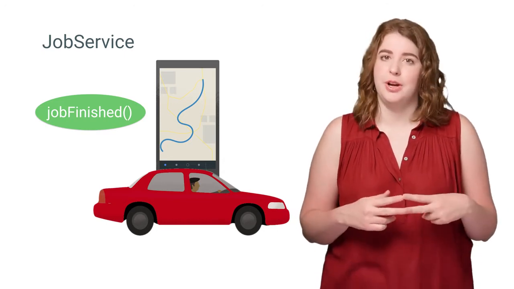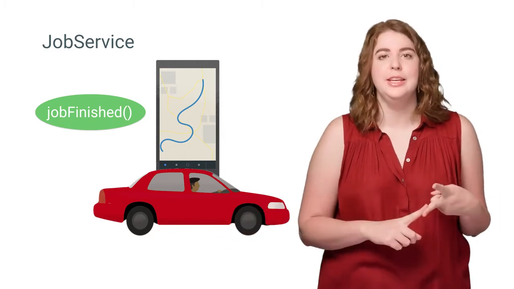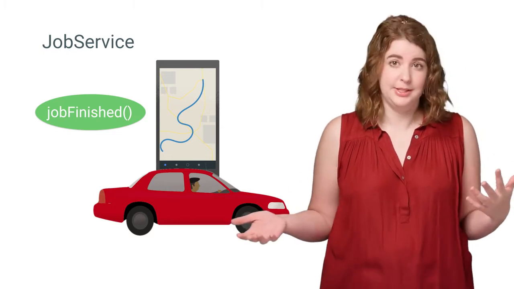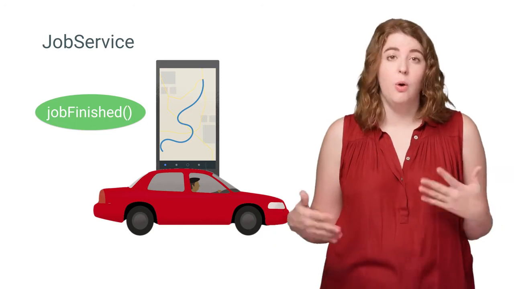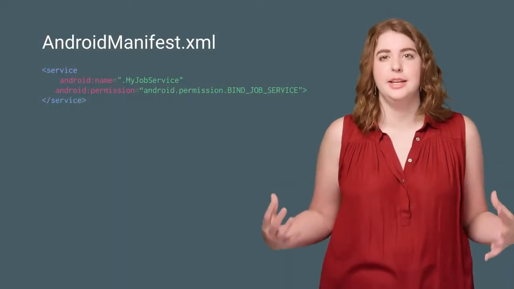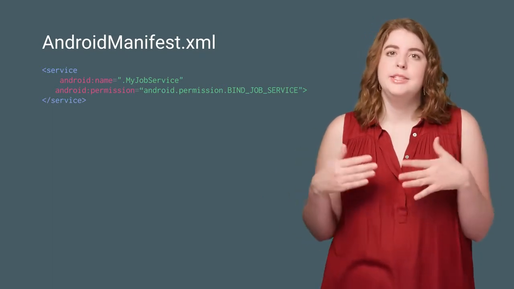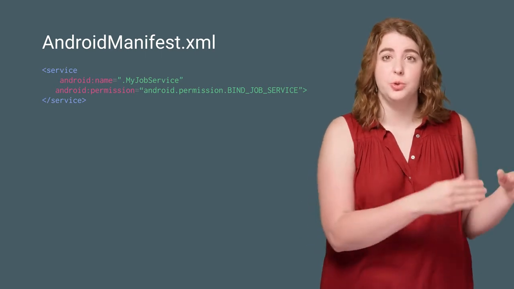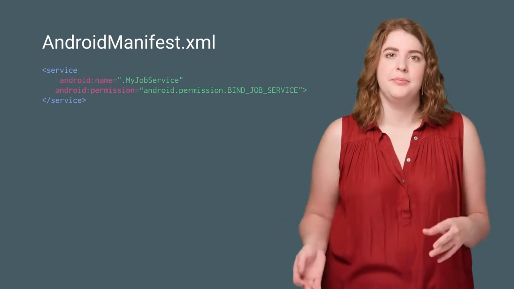jobFinished takes two parameters, the current job, so that it knows which one we are talking about, and a Boolean indicating whether you'd like to reschedule the job. Perhaps your work failed for some reason. So this will kick off the JobScheduler's exponential backoff logic for you, or else the logic you specified in JobInfo. Now, as with any service, you'll need to add this one to your Android manifest XML. What's different, though, is that you need to add a permission that will allow JobScheduler to call your jobs and be the only one that can access your job service.